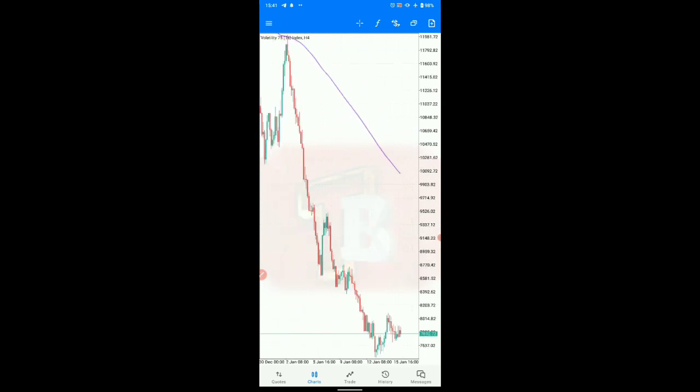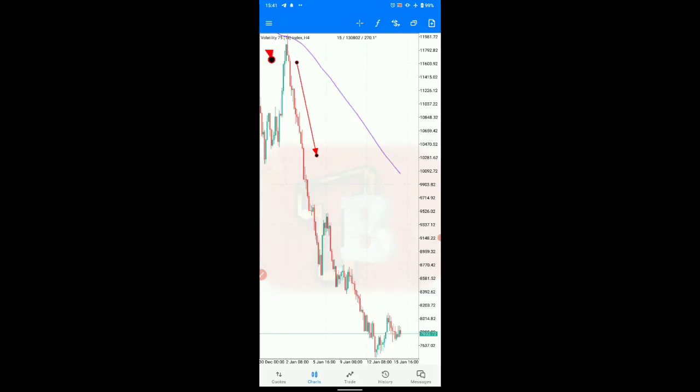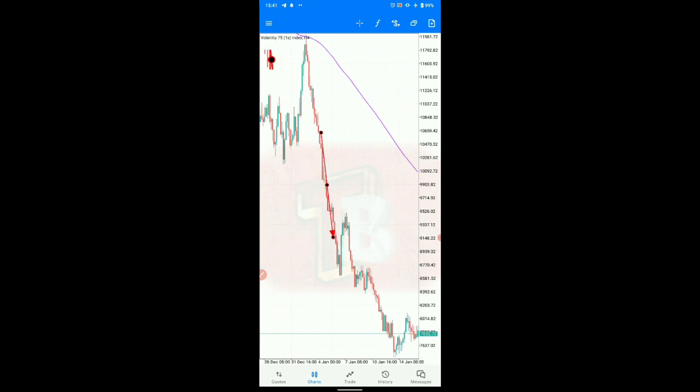Now there are two ways that the market moves. What you have here is an impulsive move. You see, it is an impulsive move. We call this an impulsive move. Then when it's impulsive, you have a correction right here.